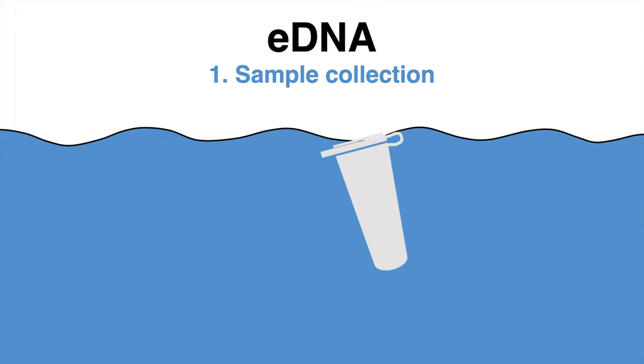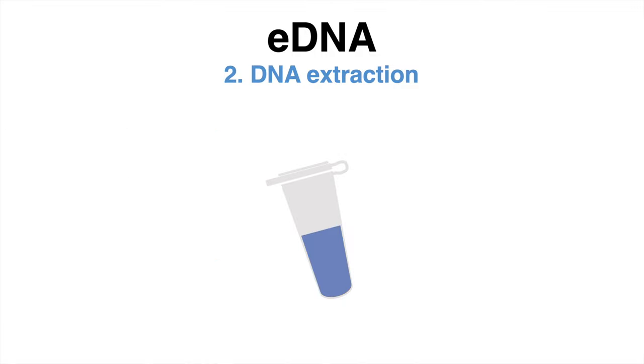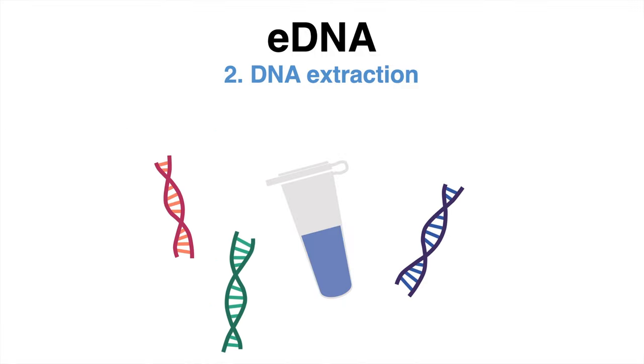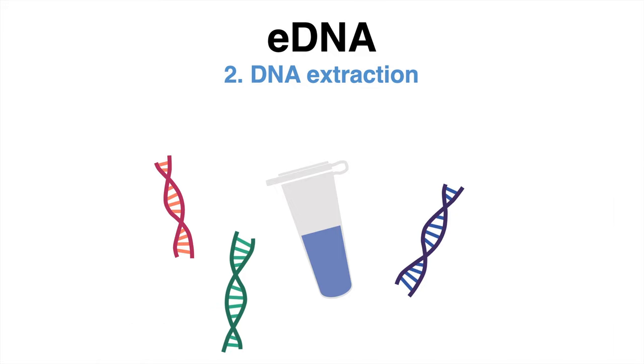In the first step, the water sample is collected. From this sample, the DNA is extracted. The water sample contains eDNA from different organisms. However, at this moment, the species of origin of those DNA fragments are not known. In case one wants to determine the species composition in an environment, the next step usually involves metabarcoding.